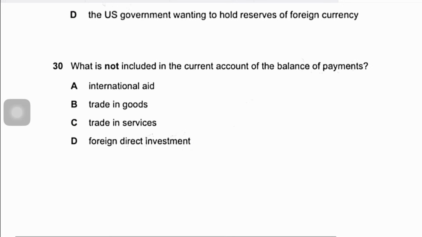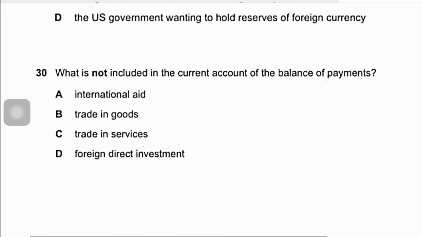Question number 30 says what is not included in the current account of the balance of payments? The current account of the BOP records transactions involving the export and import of goods and services, the incomes from abroad, the net factor income, and current transfers. And hence it follows that the correct answer should be D, foreign direct investment, because FDI is recorded in the financial account of the BOP, not the current account. So D is the correct answer.